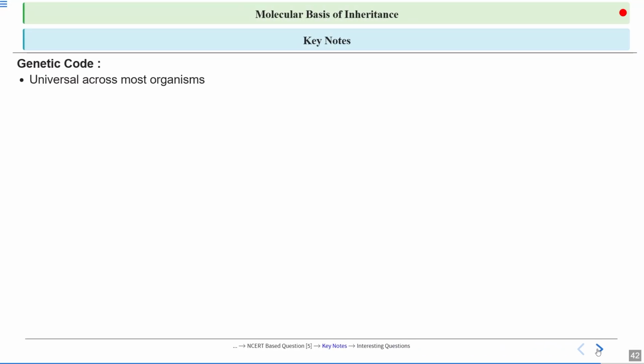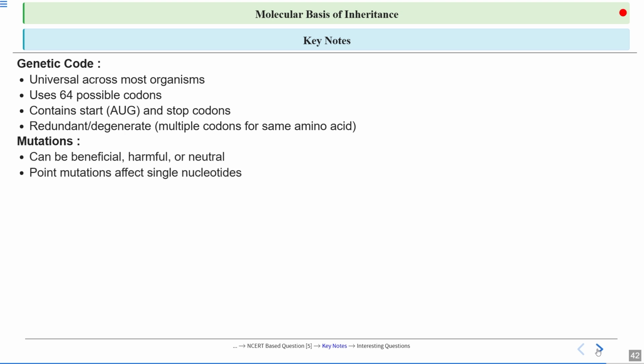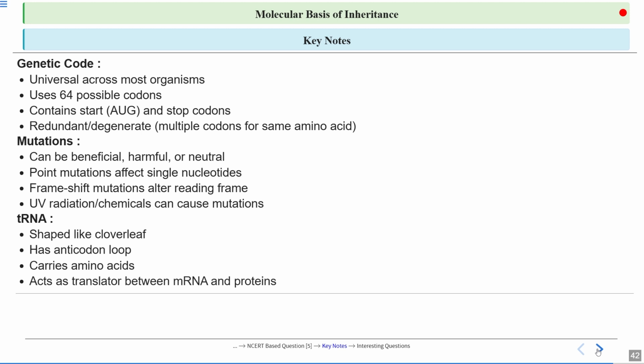So what are today's keynotes? The genetic code is universal across most organisms and uses 64 possible codons. The start codon is AUG and there are 3 stop codons. Degenerate means multiple codons can code for the same amino acid. Then we studied mutation. It can be beneficial, harmful or neutral. A point mutation affects a single nucleotide, whereas a frameshift mutation alters the reading frame. UV radiation and chemicals can cause mutation. If we talk about tRNA, it is shaped like a clover leaf, has an anticodon loop, carries an amino acid, and acts as a translator between mRNA and protein.